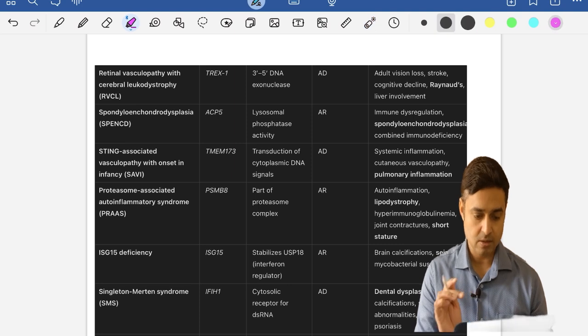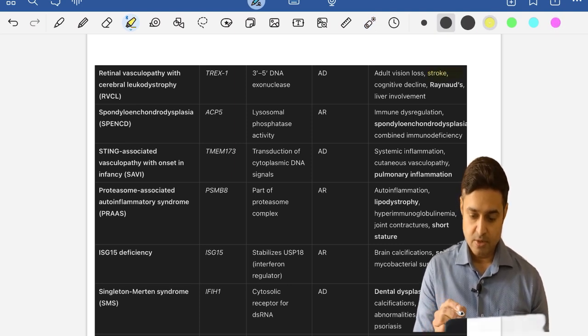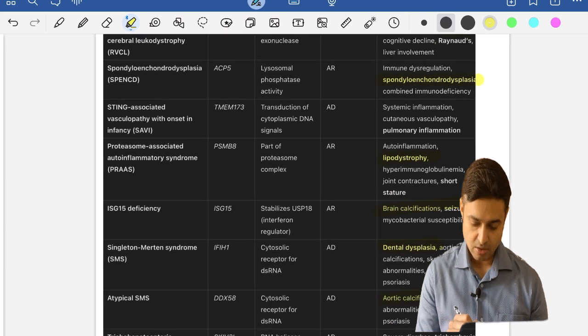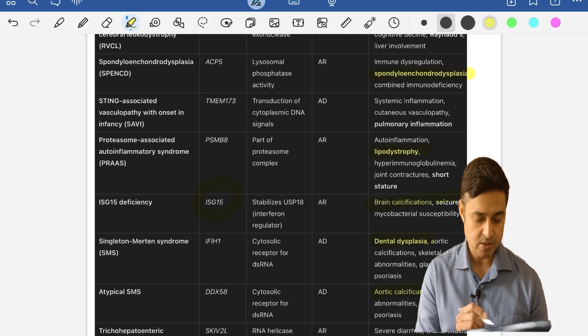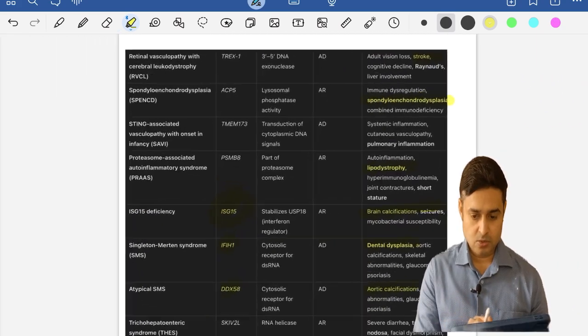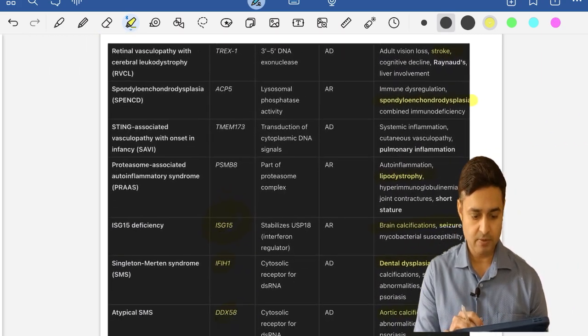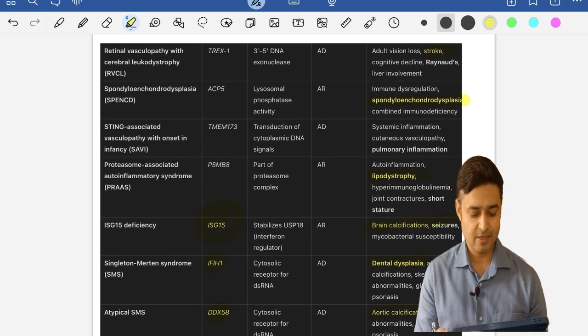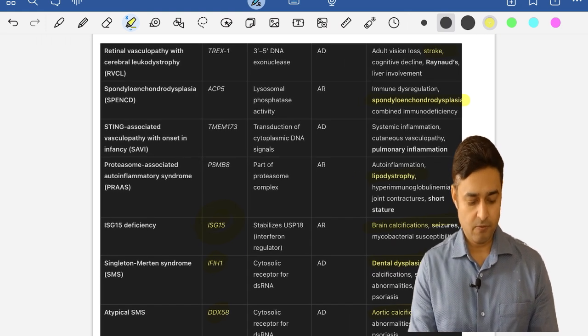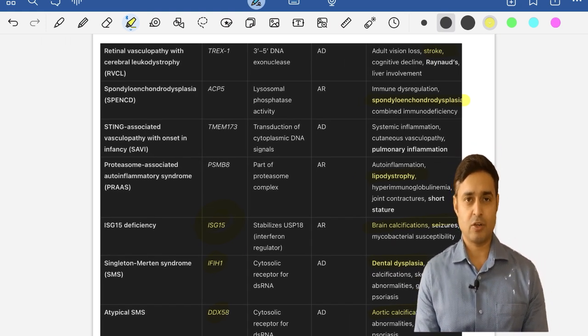So from this table, just remember stroke, spondylo and chondrodysplasia, lipodystrophy, brain calcification, dental dysplasia, aortic calcification. And just remember these genes. So we have discussed all these things which are associated with interferonopathies. We are done with all slides of interferonopathies.